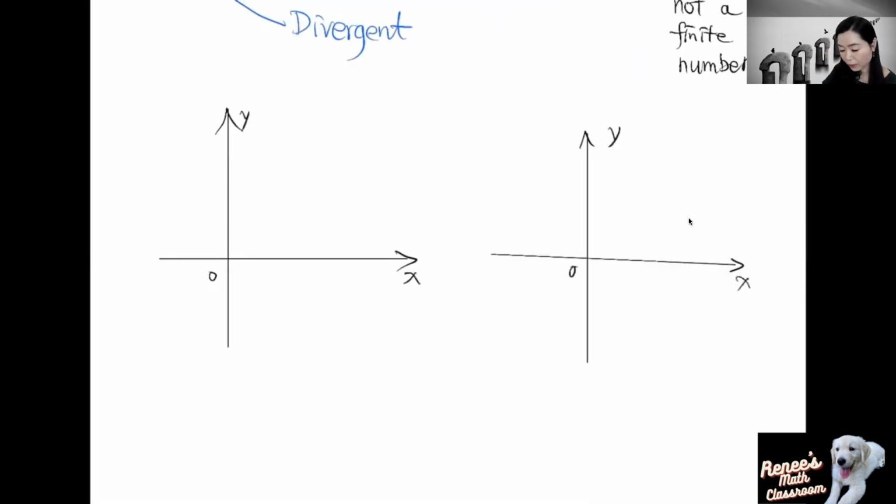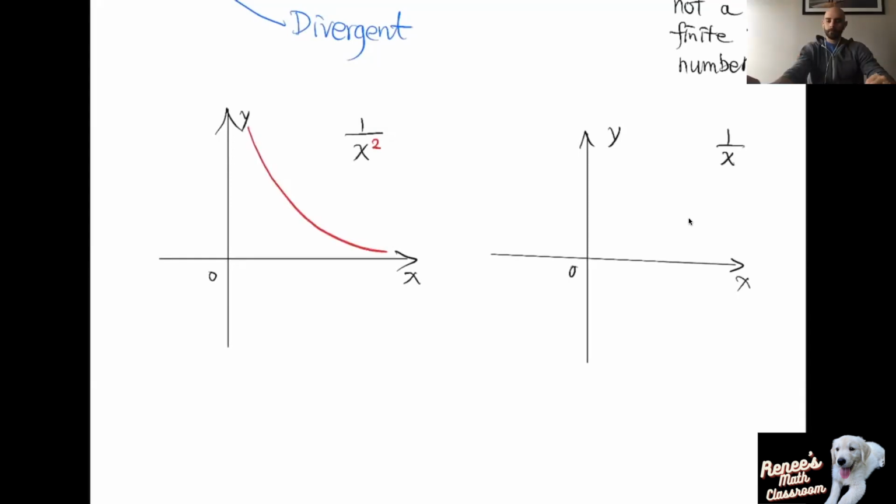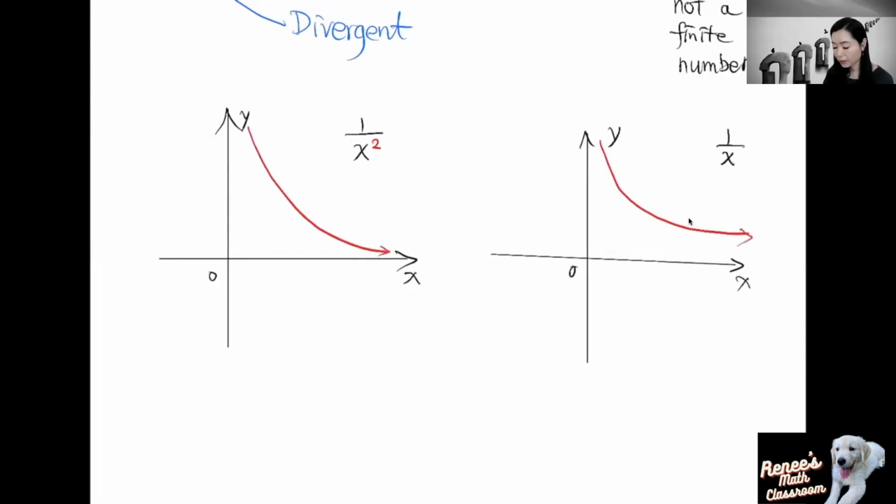Now we have two functions. One is 1 over x squared. The other one is 1 over x. The graphs are very similar. So we'll have this, and then this one over here. Notice that they are very similar, right? However, when x increases, x squared is going to increase much faster than x. So this is going to go closer to 0 faster than this. Okay, so now we have this from 1 to infinity.